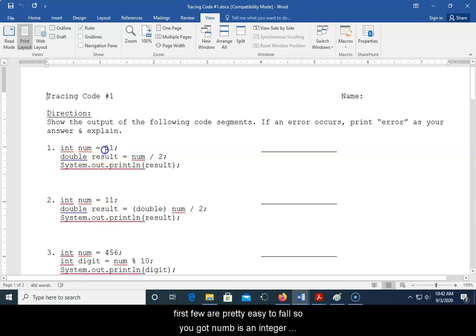So you've got num is an integer and it's set to 11, and you've got a double result. So 11 divided by 2, because 11's an int and 2 is an int, that's going to give you 5. But then when you store it in result, which is a double, it will be 5.0.